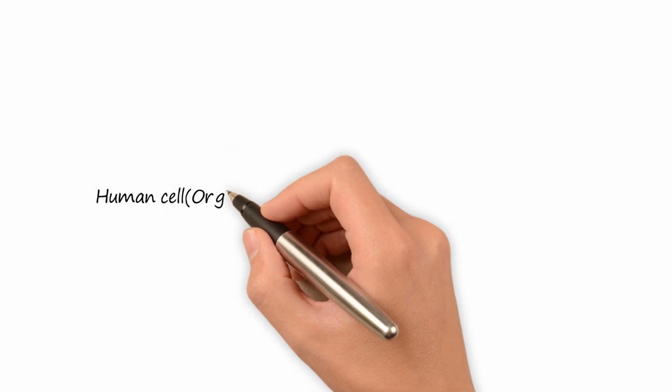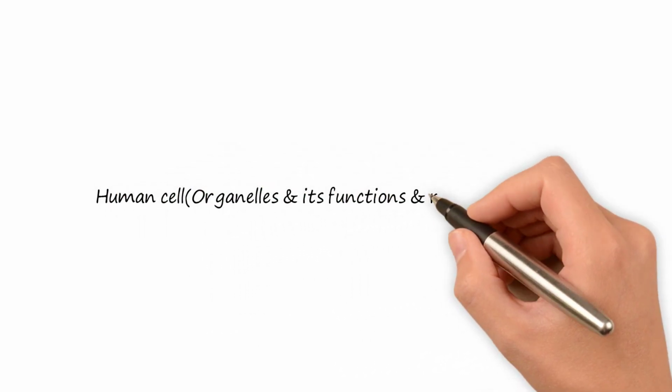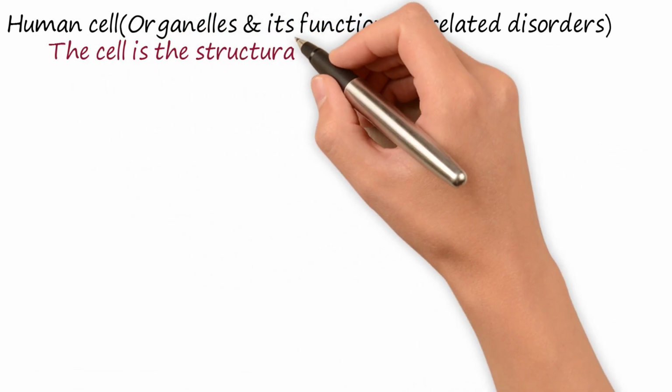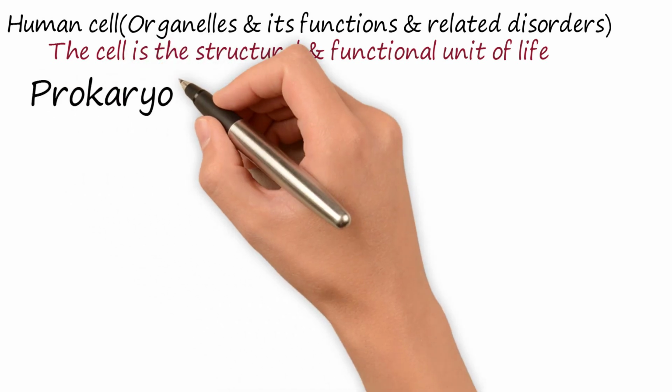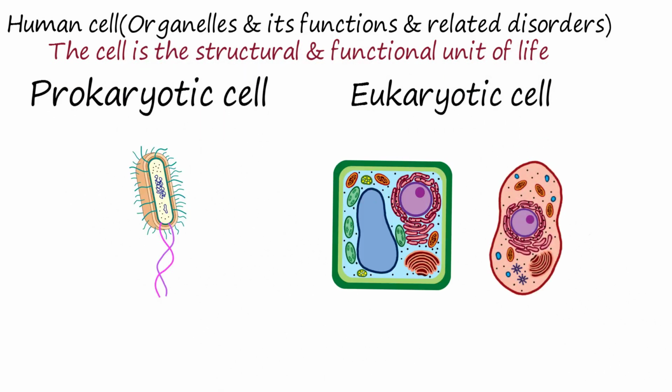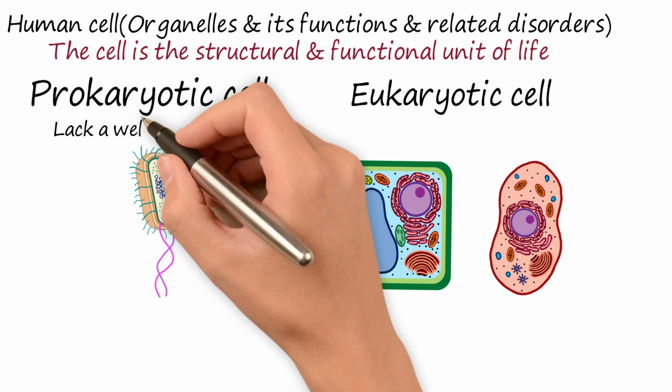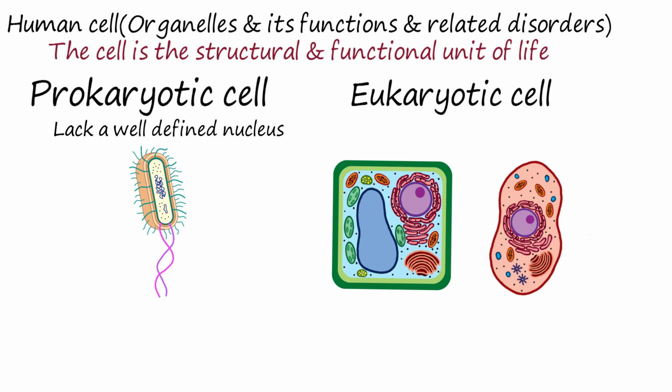In this lecture, we are going to talk about the human cell, organelles and its functions and related disorder. The cell is the structural and functional unit of life. But first things first, there are two types of cells: prokaryotic cell and eukaryotic cell. The main difference between them is small prokaryotes lack well-defined nucleus and possess relatively simple structure. These include various bacteria, while large eukaryotes possess well-defined nucleus and are more complex in their structure and function.